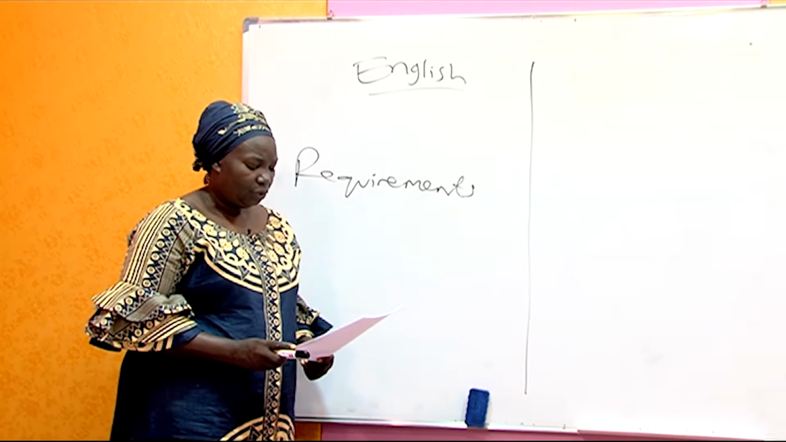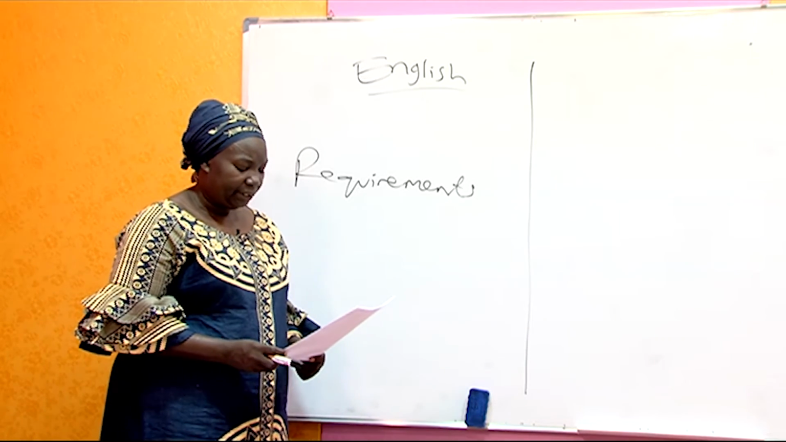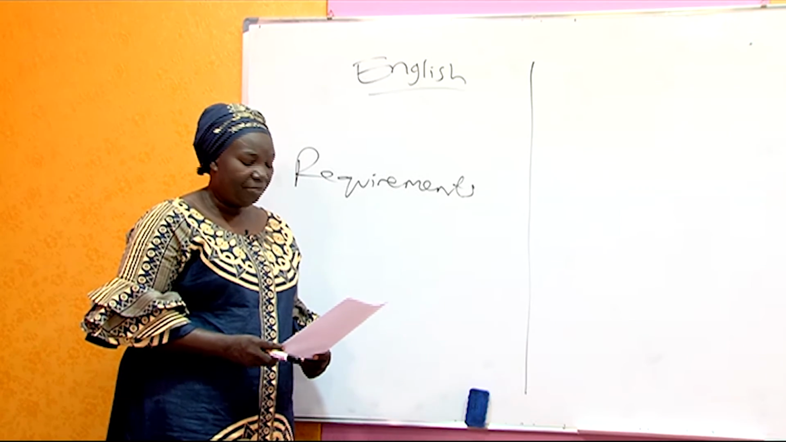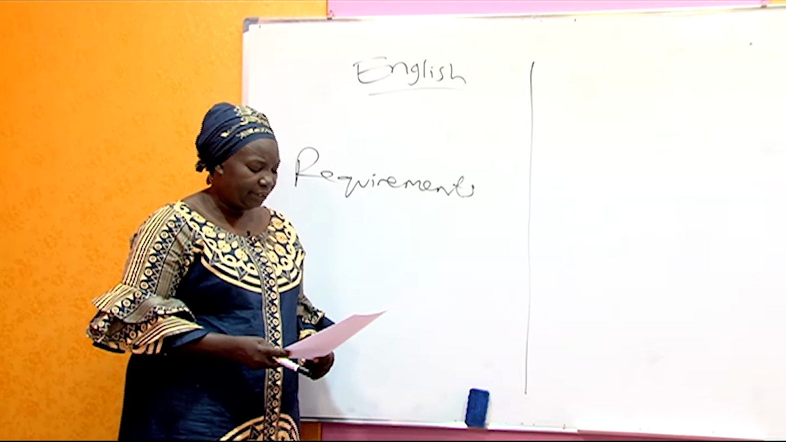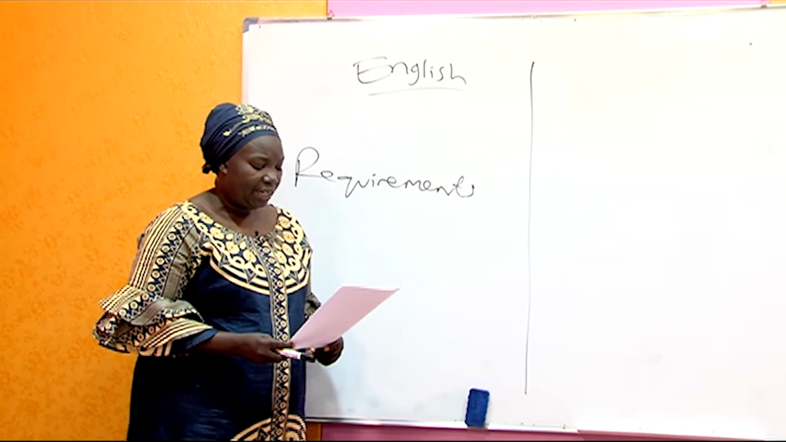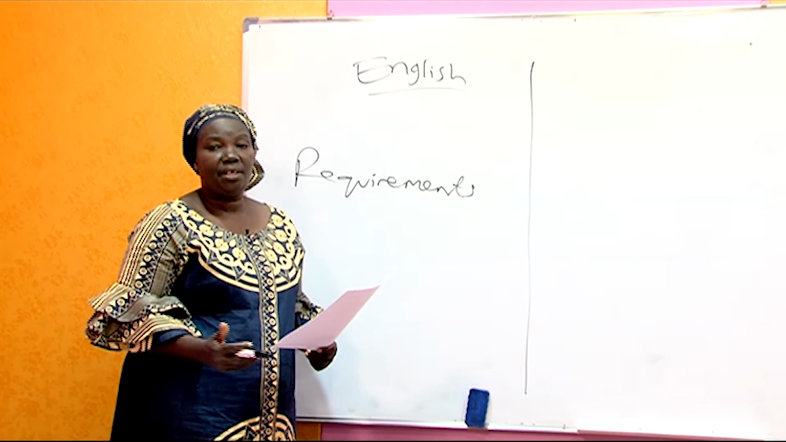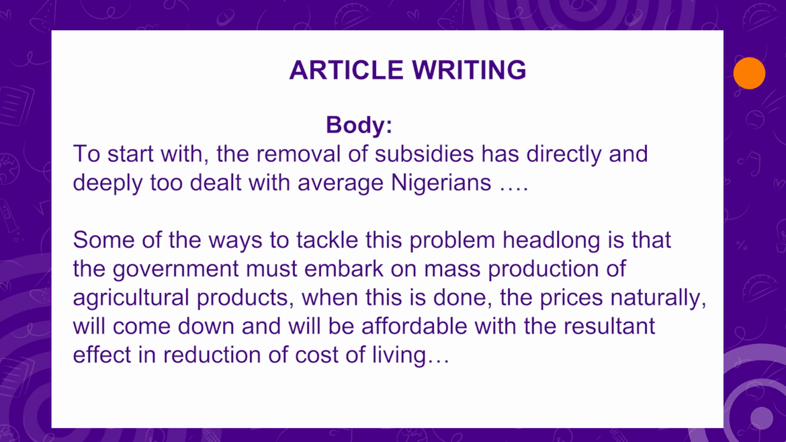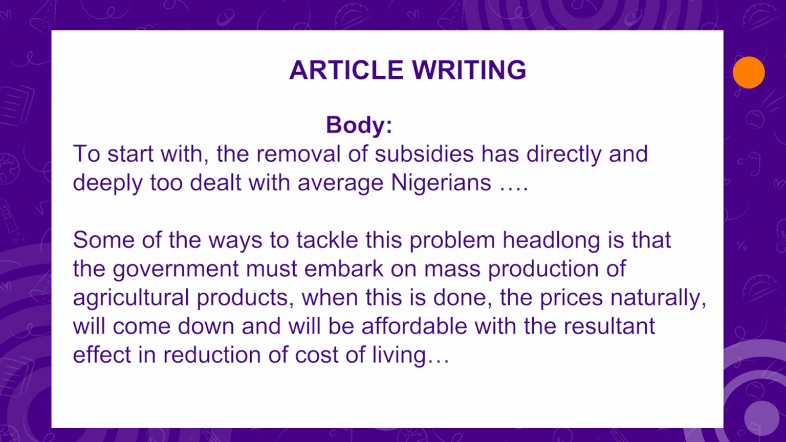The body. To start with, the removal of subsidies has directly and deeply dealt with average Nigerians. You can continue to express yourself. Now, having used some points to express yourself, you can come to suggested ways to tackle it or curb it. Some of the ways to tackle this problem headlong is that the government must embark on mass production of agricultural products. When this is done, the prices naturally will come down and will be affordable, with the resultant effect in reduction of cost of living.